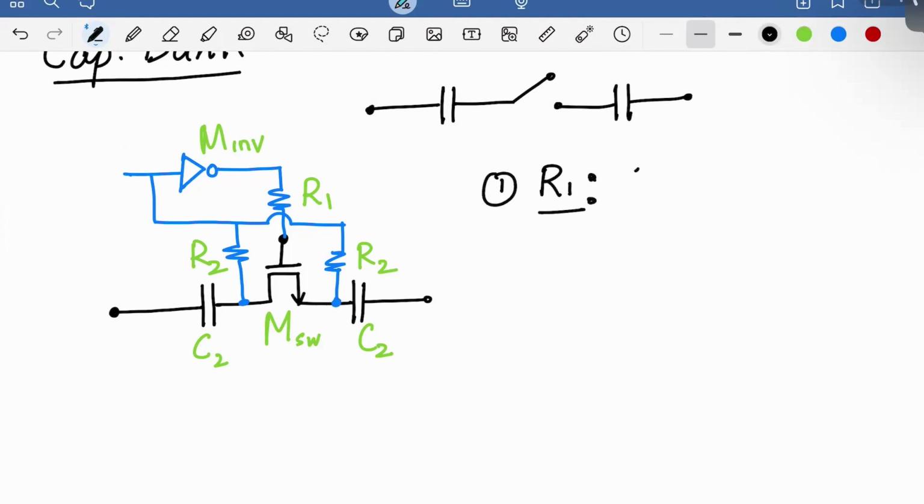Right. So this should be large. And since R1 appears at the center node, it's immune. I mean, it's invisible to the differential signals, right? So it's kind of invisible to the tank, and that's why it doesn't really matter too much. R2, however, is not invisible. R2 matters quite a bit, so we need to size it carefully, right?